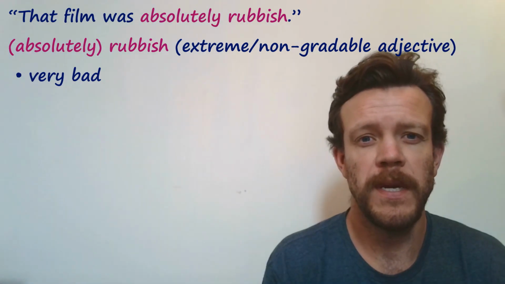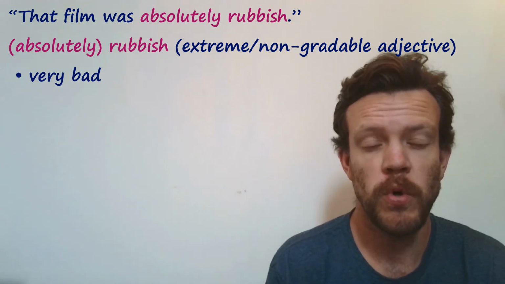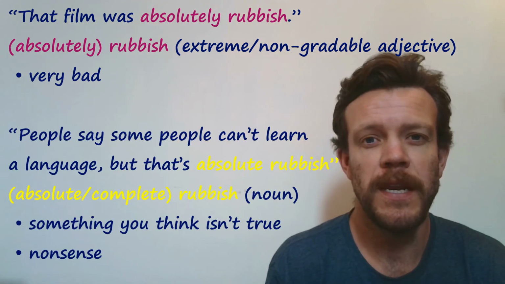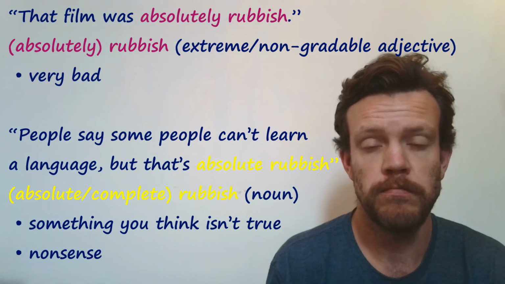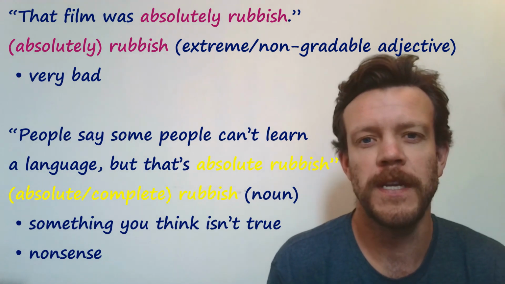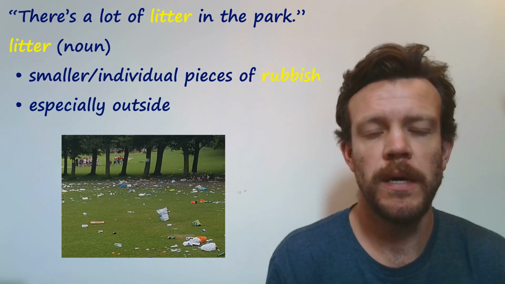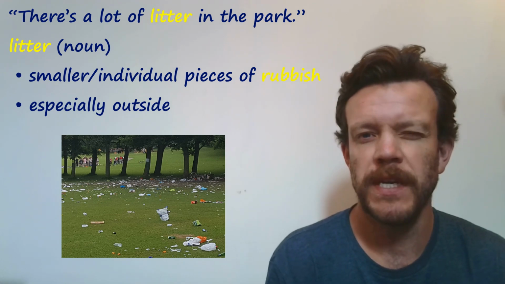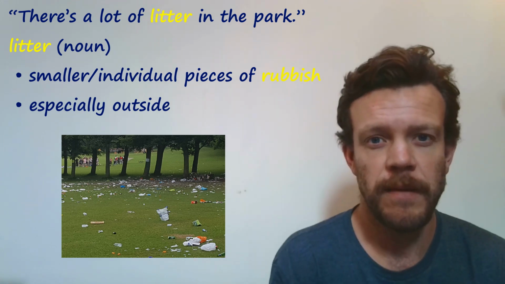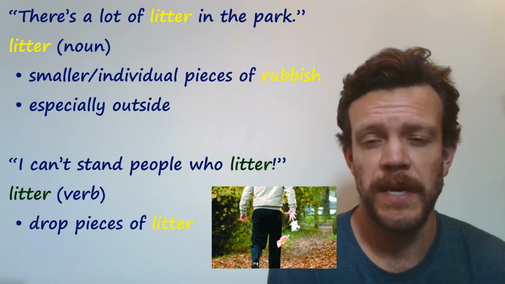We also use this to mean very bad, an extreme adjective. So that film was rubbish, or absolutely rubbish, if you want to intensify it. And also as a noun to mean something that isn't true, or nonsense. People say, some people can't learn a language. Obviously, that's absolute rubbish. Another useful one to talk about smaller, more individual pieces of rubbish, especially outside, is litter. So there is a lot of litter in that park, and we also use this as a verb. Personally, I can't stand people who litter.